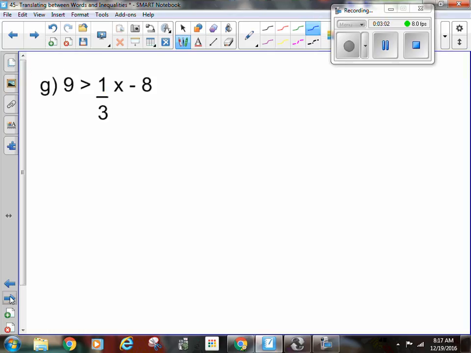G, 9 is greater than 1/3 x minus 8. Okay, so you could say something along the lines of 9 is greater than the difference, because that's our subtraction, of 1/3 of a number and 8. You could say something about 9 is greater than 8 less than 1/3 x.